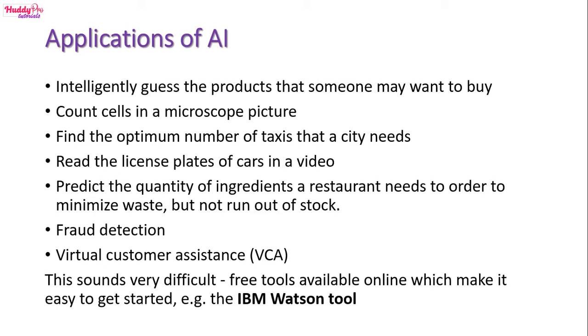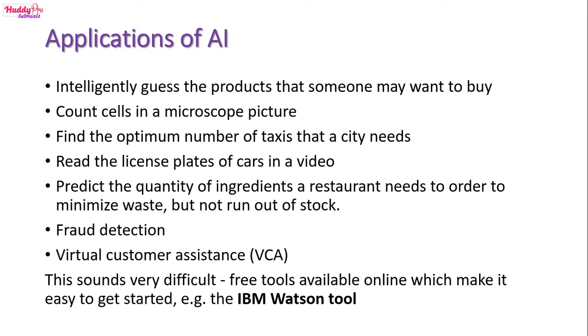Let's talk about the applications of AI. Where can this artificial intelligence be applied? AI can be applied across different industries like in music, fashion, and healthcare, among others. In each case, AI gives the industry experts suggestions that help them to make better decisions. For example, AI can be used to, number one, intelligently guess the products that someone may want to buy.